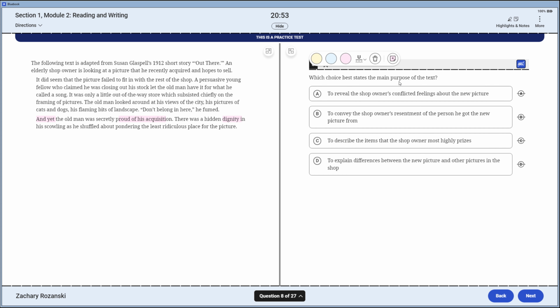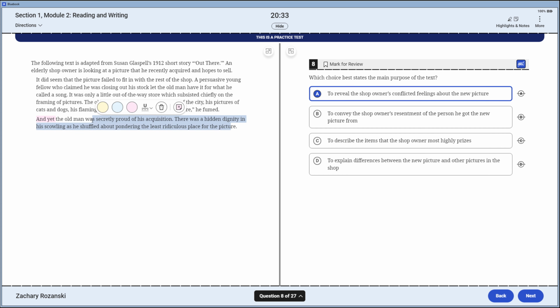I'm just going to try to go for it on this main purpose because maybe something here could confuse me. "Conflicting feelings about the new picture" seems pretty good, right? The "and yet" engages with my signal element. Proud of his acquisition, with hidden dignity with his scowling. There, that completes the picture. I like this.